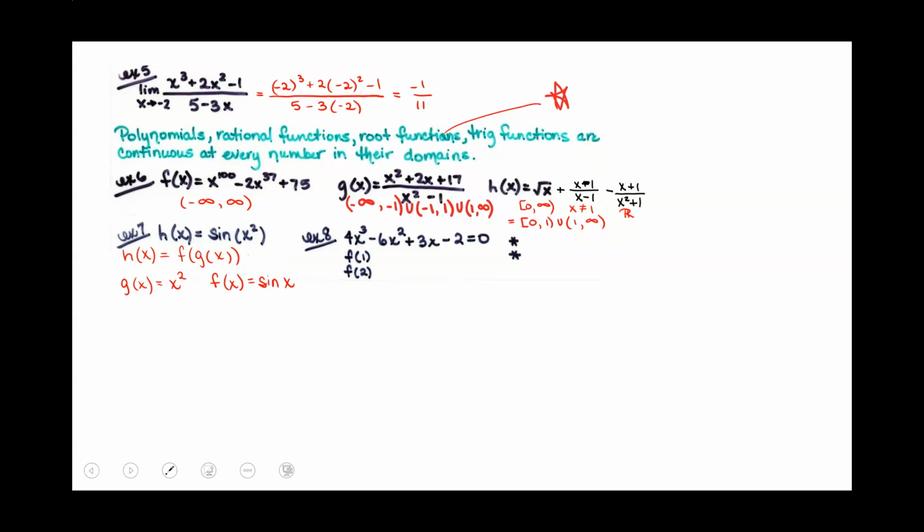So interval notation for that, 0 to infinity excluding the 1, you can see we're going to go from 0 to 1, pick up and jump over where that problem is, and then go on from 1 to infinity.